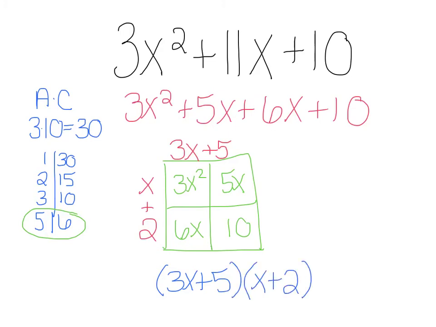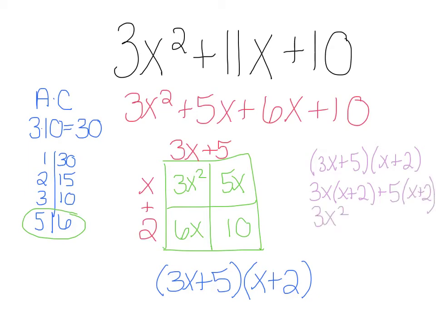Let's check our answer by multiplying it out. We've got 3x plus 5 times x plus 2. So I'm going to multiply 3x by my second binomial, and I'm going to multiply positive 5 by my second binomial. 3x times x is 3x squared. 3x times 2 is 6x. 5 times x is 5x. And 5 times 2 is 10.